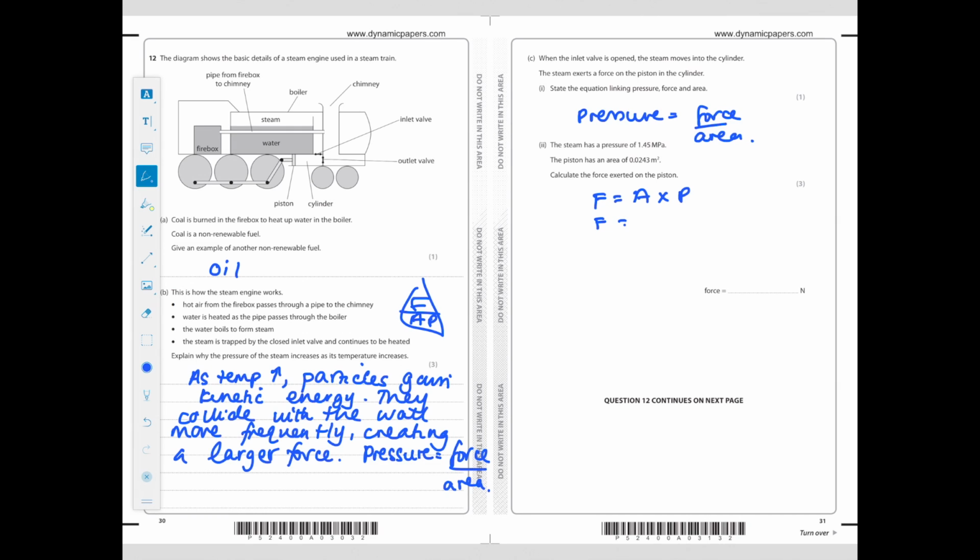So that's the version of the equation we need. We know the area is 0.0243. Let's make sure we do an appropriate conversion here. So we need to times it by 1,000,000. And the easiest way to write that is in standard form. And then when you've done that, you get a value which is 3.52 times 10 to the 4, which you can leave or you can write it out as an ordinary number.